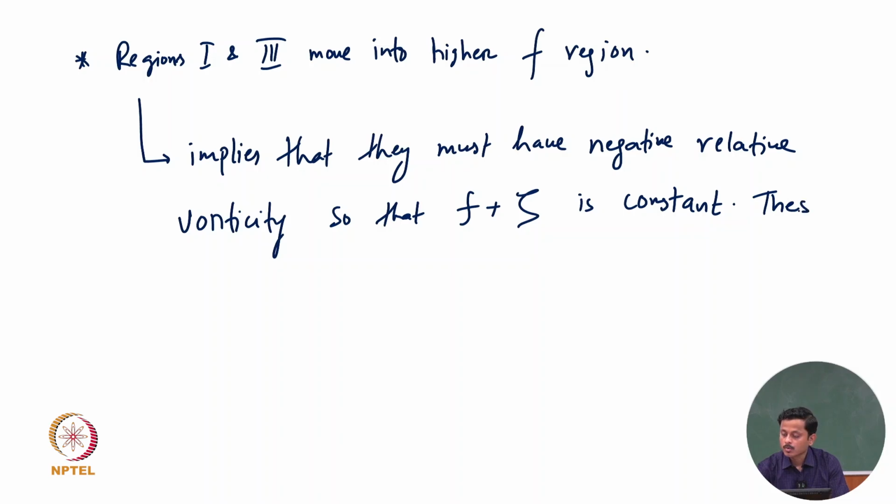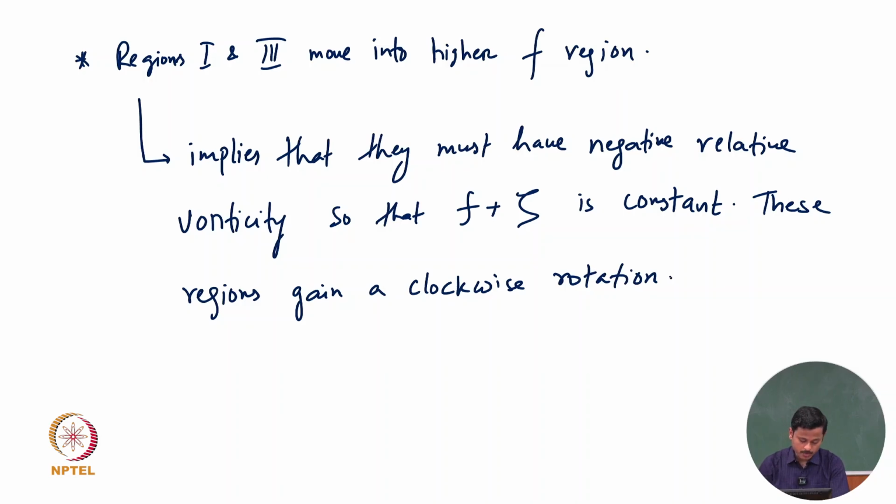So these regions gain a clockwise rotation, which by convention has a negative relative vorticity. So clockwise rotation or a clockwise spin. Similarly, region 2 now moves into a region of lower f. That means for f plus zeta to be constant, they should have a positive zeta.